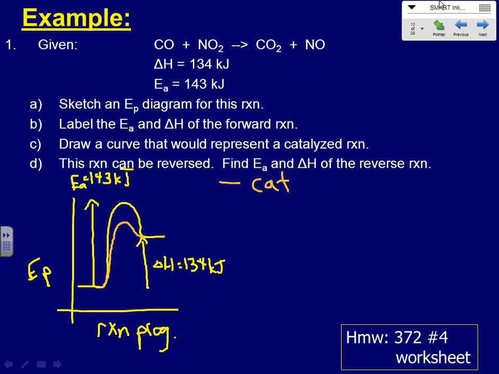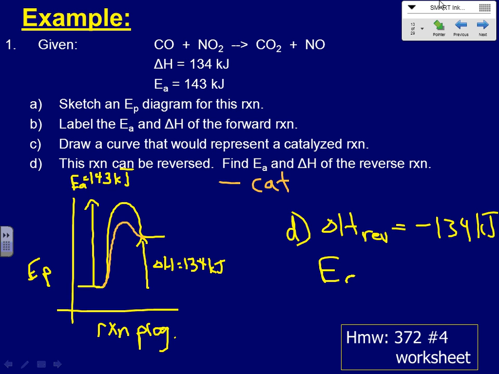This reaction can be reversed. Find the EA and the delta H of the reverse. Well, let's do delta H first. Delta H reverse. What's the delta H for the reverse? Yep, you bet. It's just the opposite sign. And that's always the case, right? When you flip a reaction around, remember, we change the sign. It's like multiplying it by negative 1 when we did Hess's law. So that's simply negative 134 kilojoules.